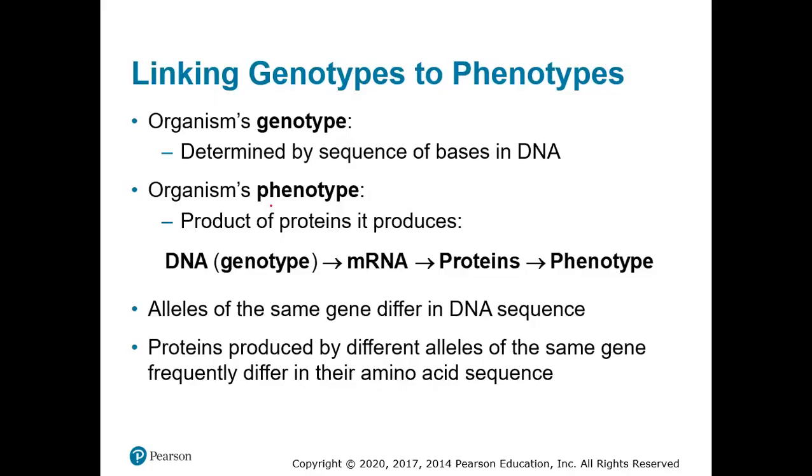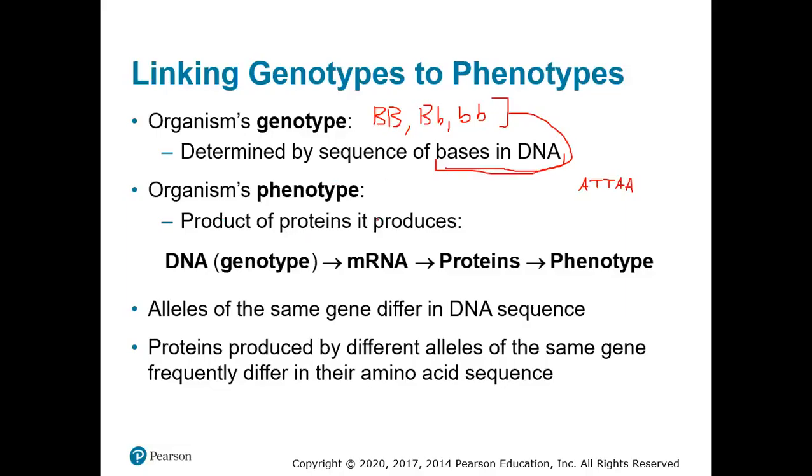Now, how do genotype and phenotype fit in? Remember, genotype is what alleles you have. Are you homozygous dominant? Are you heterozygous? Or are you homozygous recessive? What alleles do you have? What do your genes look like? But remember, this is all determined by the sequence of bases in your DNA. What alleles you have are all determined by this code, this genetic code. What bases do you have and in what order? So that's our genotype, the sequence of bases.